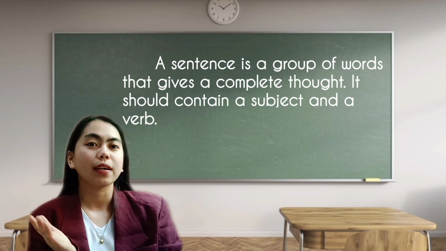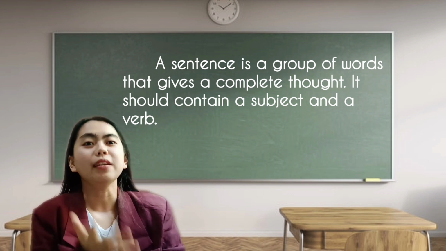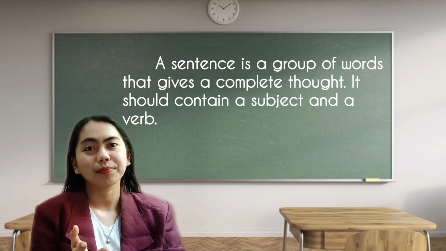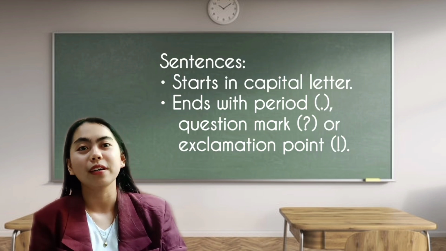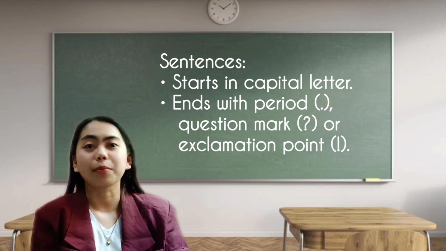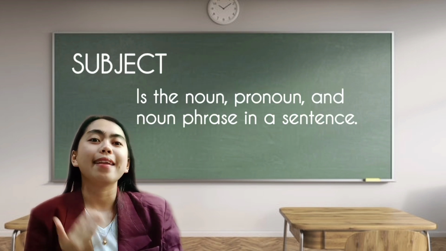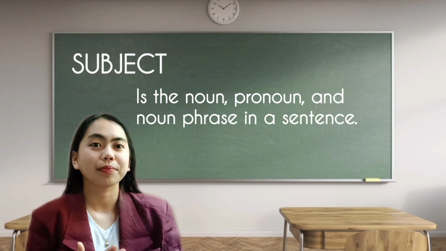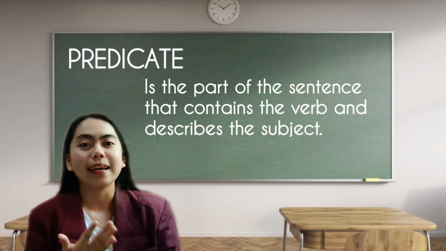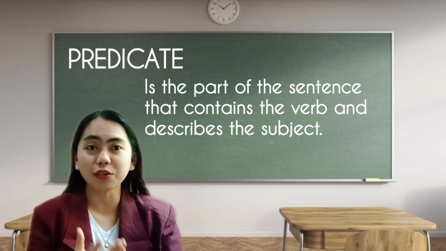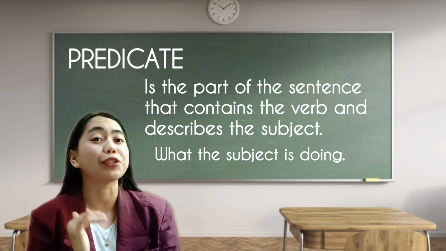So that said, a sentence is a sentence when it has a subject and a predicate that tells a complete thought. Sentences always start with a capital letter and end in a period, question mark, or an exclamation point. The subject is the noun, pronoun, or noun phrase in the sentence. It is the who and the what. The predicate is the part of the sentence that contains the verb and describes the subject. This is what the subject is doing.